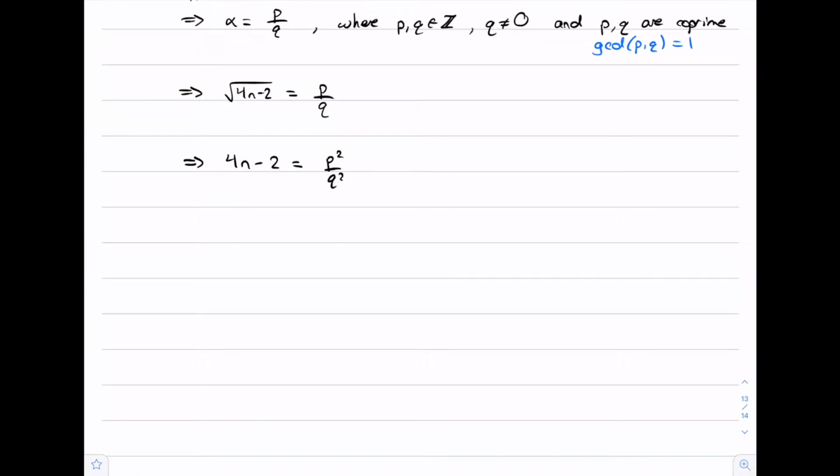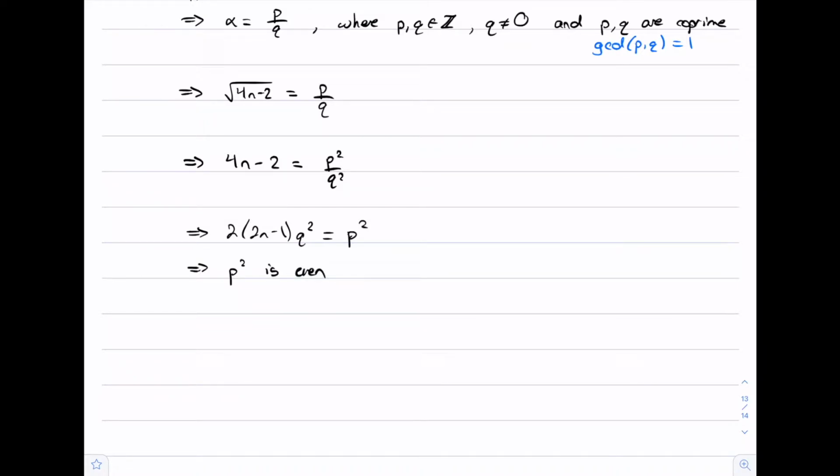Now on my left-hand side, I want to try to factor out a 2 here. No problem, we can factor out a 2 and we get 2n minus 1. And at the same time, I'm going to multiply both sides by q squared. There's no harm in doing that because I know q is not equal to 0, and so certainly q squared is not equal to 0. So I multiply both sides by q squared, and I get to this statement. And just like we do when we're proving the square root of 2 is irrational, at this point, we can say that P squared is even because there's a factor of 2 on the left-hand side. So this tells us that P squared is even.